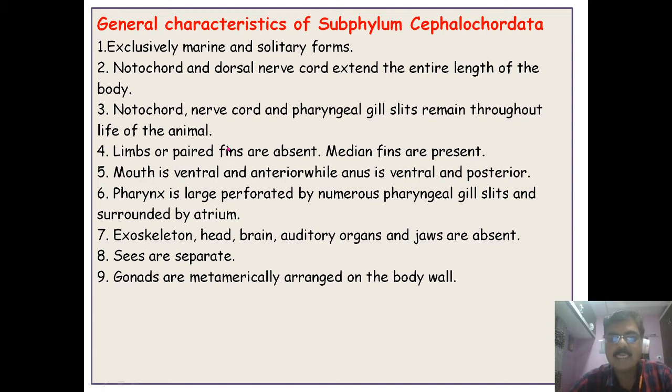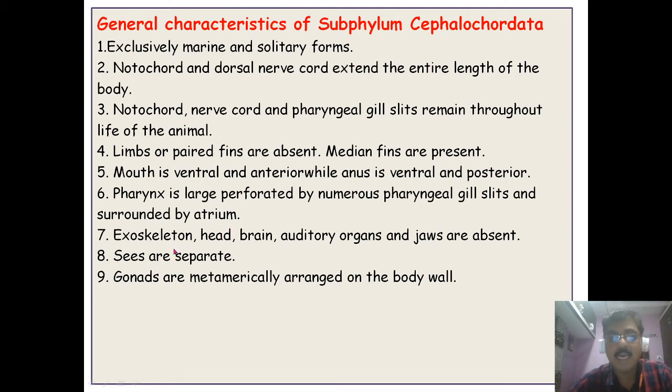Then the pharynx is perforated by numerous pharyngeal gill slits or openings that are surrounded by the atrium. Whatever water comes to the mouth, it comes to the pharynx, it bathes the gills and it exits out by the gill slits and comes to the atrium, and that water is released outside the body by the opening that we call the atriopore.